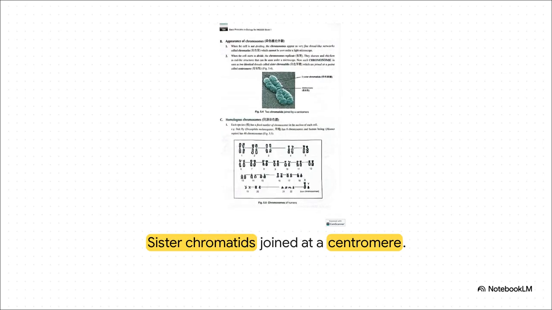Now, when a cell is just resting, this genetic material exists as a fine, basically invisible network called chromatin. But right before the cell divides, things change. The chromosomes replicate. They shorten, they thicken, and suddenly they become totally visible under a microscope as these distinct rod-like structures. What you're seeing here is a replicated chromosome made up of two perfectly identical threads. We call these sister chromatids, and they're pinched together at the central point called the centromere.